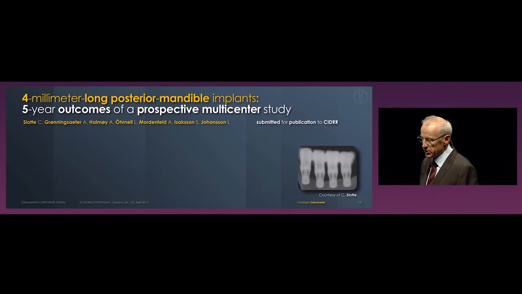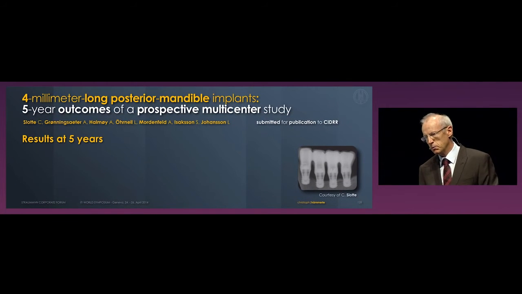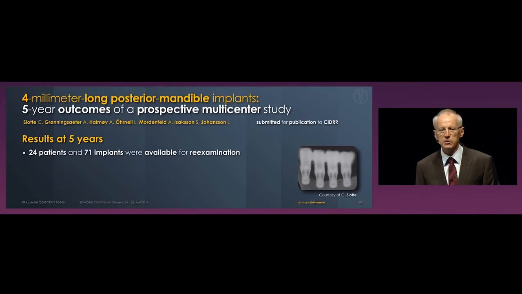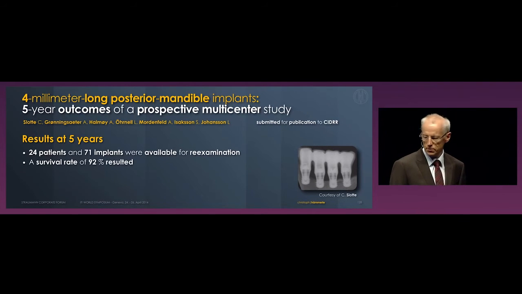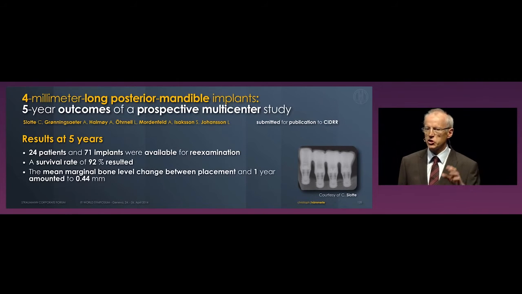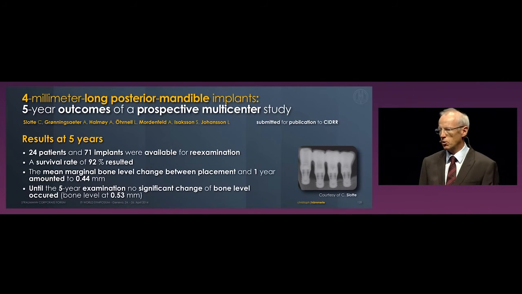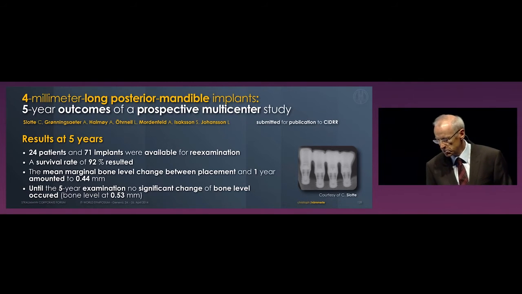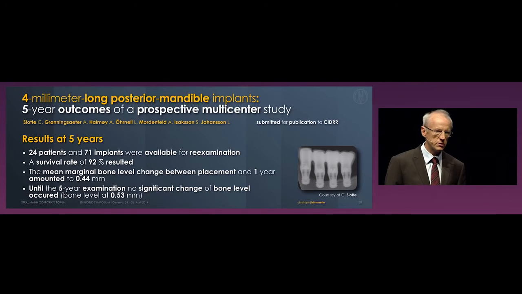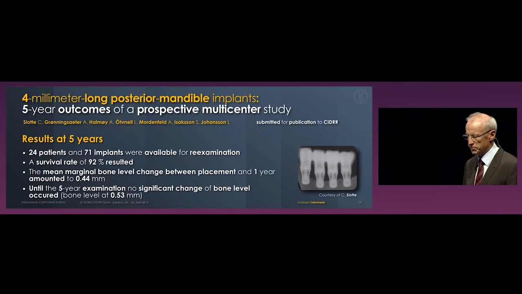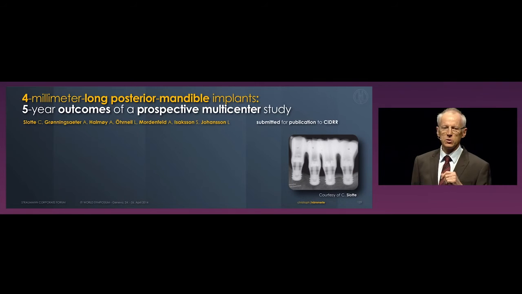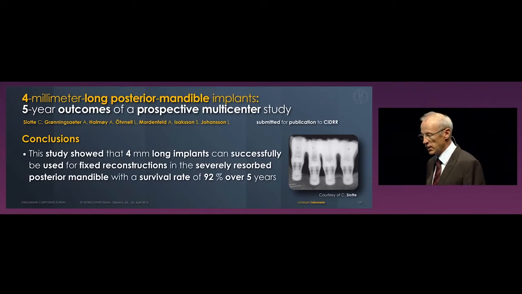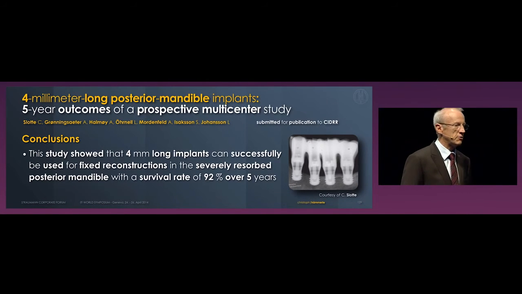At 5 years, the results show 24 patients available with 71 implants, survival rate 92%. Marginal bone level changes from placement to reconstruction, almost 0.5 millimeter, and then stability over time. It only increased by 1/10 of a millimeter over 5 years. So they could conclude, this study showed that 4 millimeter long implants can successfully be used for fixed reconstructions in a severely resorbed posterior mandible with a survival rate of 92% over 5 years.